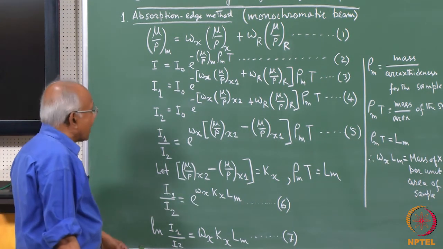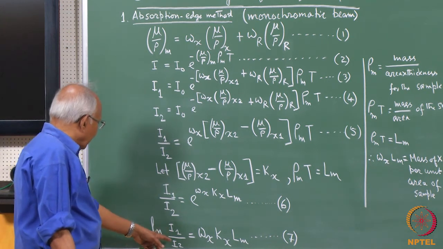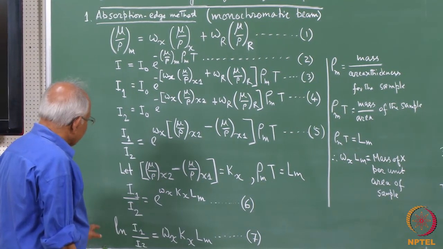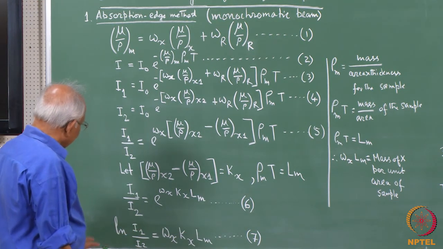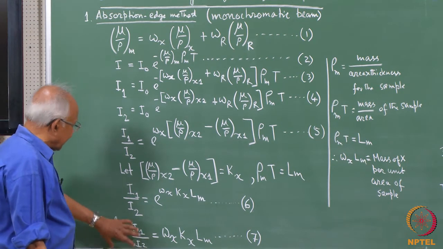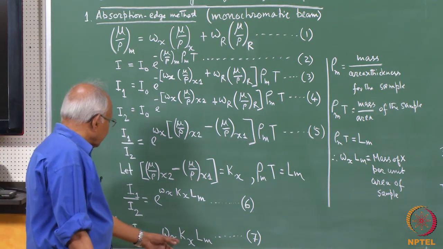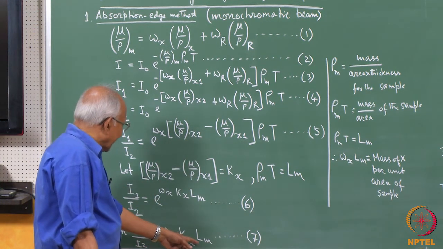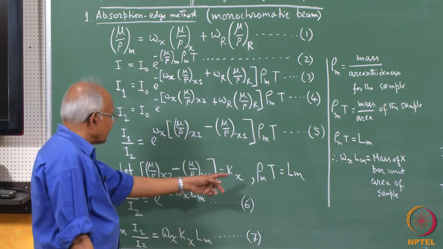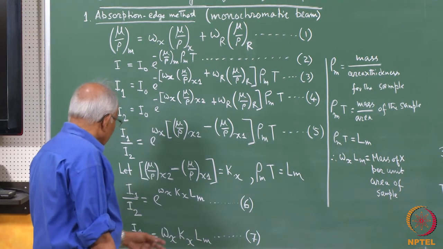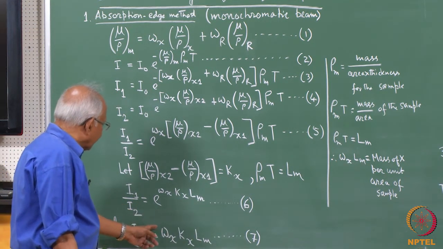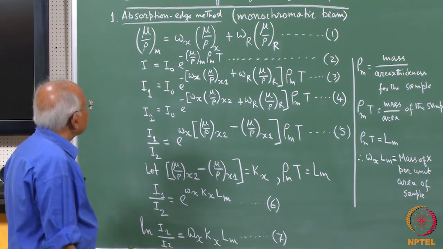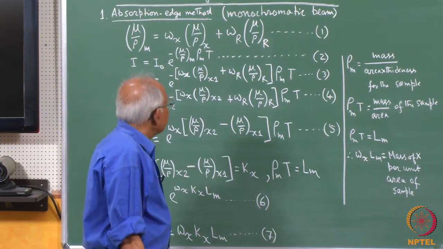Taking logarithm of both sides, we can write down ln(I1/I2) is equal to wx kx Lm. So, from this equation it is quite clear that the left hand side, ln(I1/I2), is a measurable quantity. kx can also be determined, the μ/ρ value at the two different places, and Lm is ρm times t, the density and the thickness, so that can also be measured. So from this equation we can easily find out the weight fraction of x. This method is known as the absorption edge method for chemical analysis.